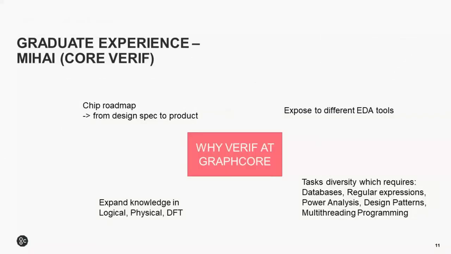Why verification at Graphcore? First, as a verification engineer, you will be able to see the full chip roadmap. Basically, you will see the design from a specification to a real product. If you go to our stand, you will be able to see the chip there on the table, which is pretty cool. As a verification engineer, we are working really close with other teams in the silicon department, like the logical design team and physical design team. This can help you to expand your knowledge in the silicon area. We use different EDA tools, which can be quite challenging from time to time, but again, it's a good way to improve your knowledge. Verification also requires a lot of skills. At Graphcore, you'll be able to play with things like databases, regular expressions, multi-threading programming, and even more things.